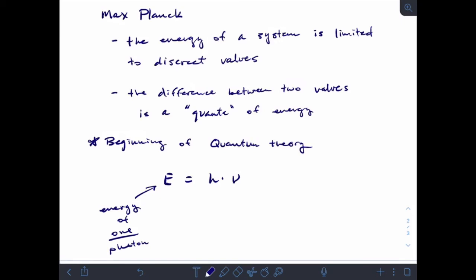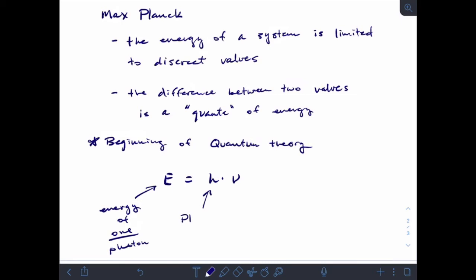And it's very important that we remember that this is the energy of one photon, because you will see problems both in the homework and on tests and things like that where you'll be asked for what's the energy of, say, a mole of photons. Okay, so the energy you get from this equation is for one photon.